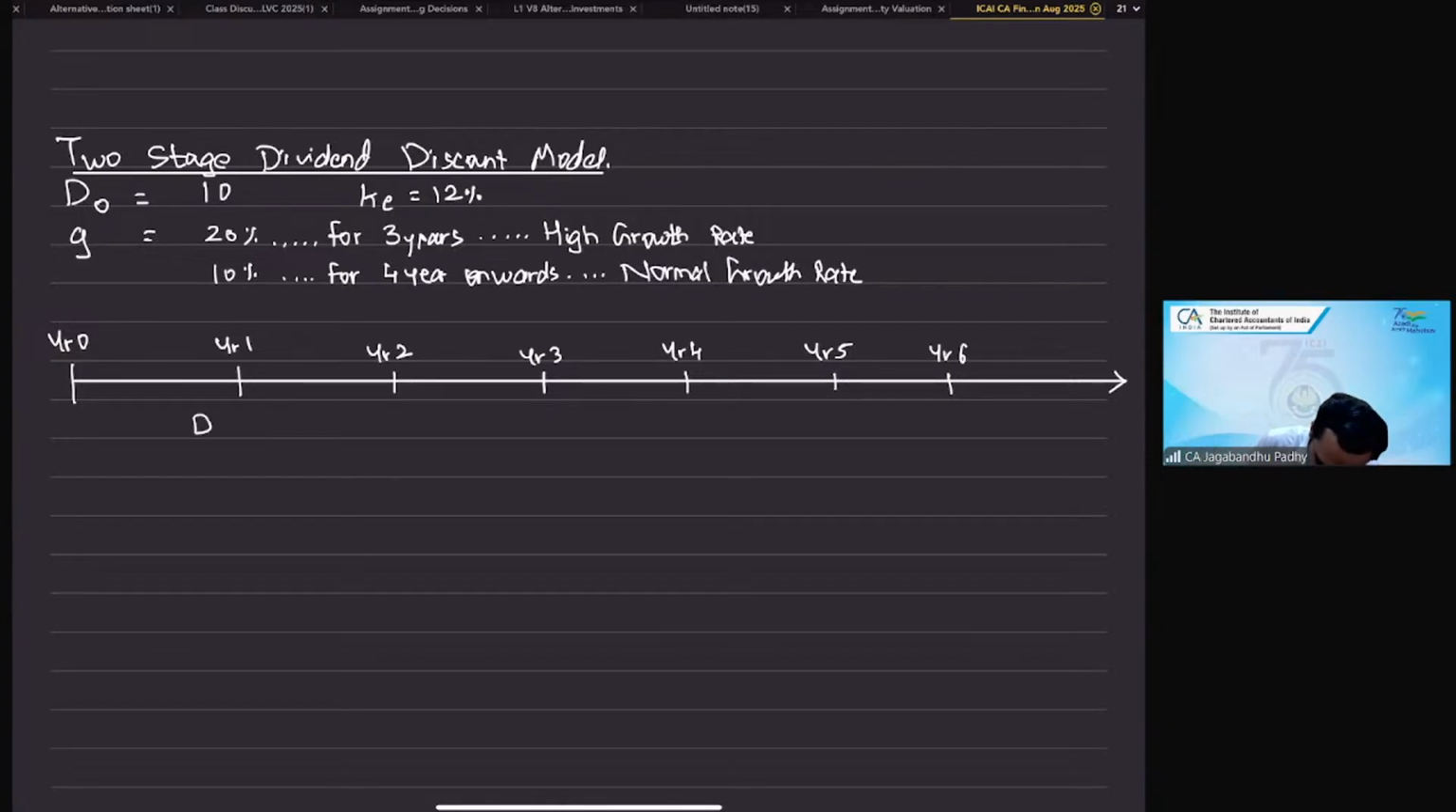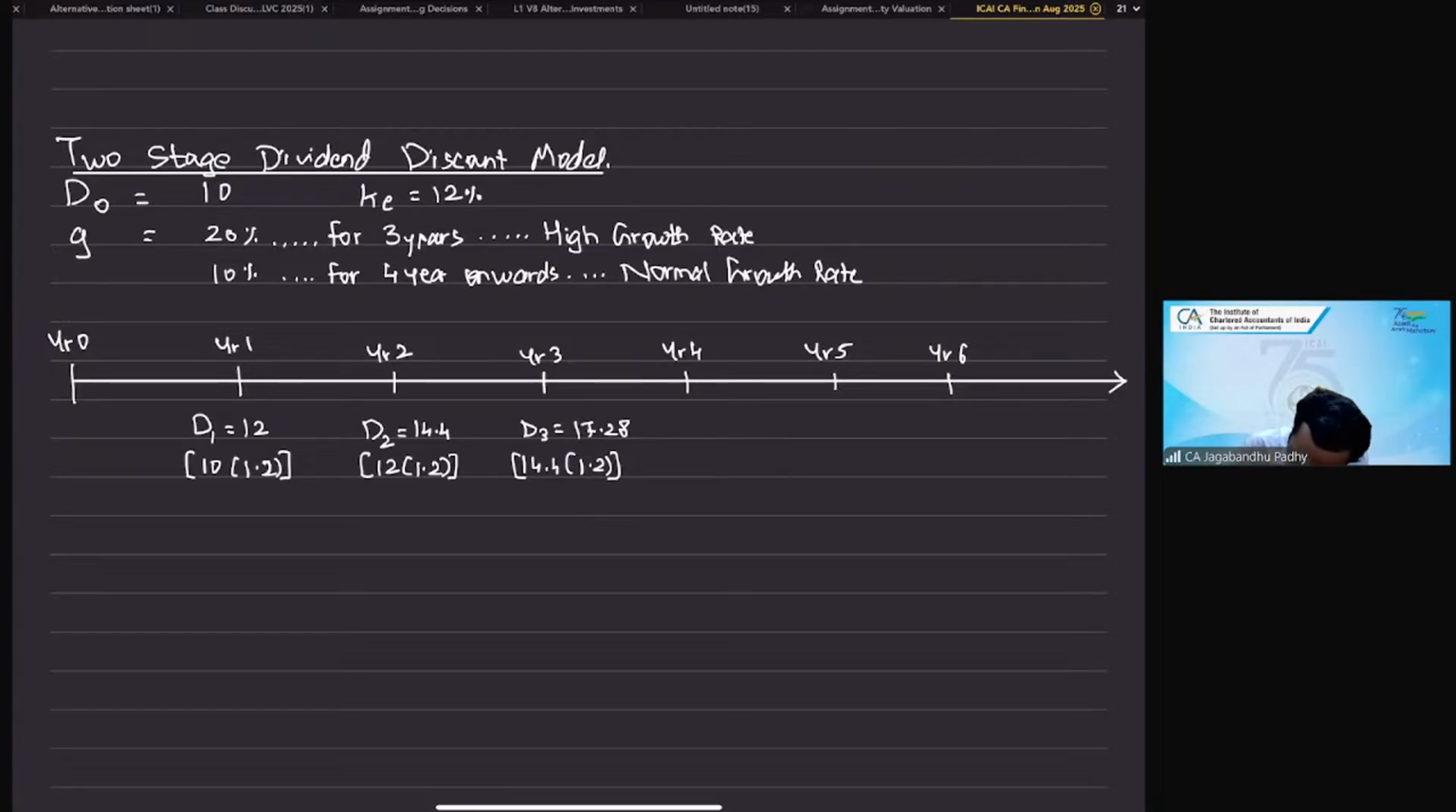So if I ask you the dividend in first year, what will be the amount? Dividend in first year is going to be 12, guys, because it's simply 10 into 1.2. Then what about dividend in second year? 14.4. Can I say it's going to be 12 into 1.2, which is 14.4. Dividend in year 3, D3, is going to be 14.4 into 1.2 again, which is 17.28.